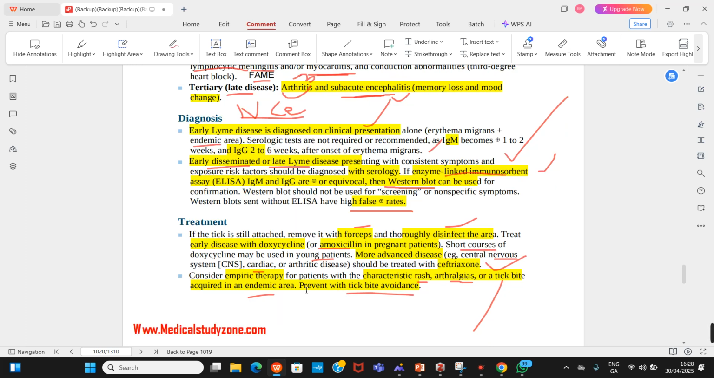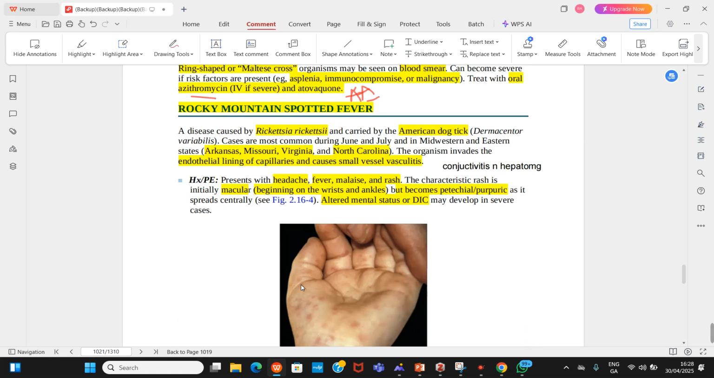So that's just step one stuff. All right. So the Rocky Mountain spotted fever is caused by Rickettsia rickettsii, and it's transmitted by the American dog tick that we call Dermacentor.